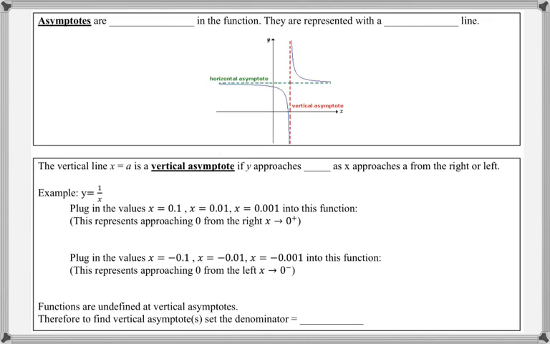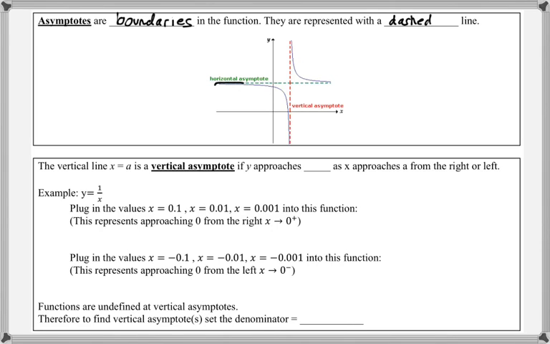Another main topic of this section is asymptotes. So these are boundaries in the function. They are represented with a dashed line. So if you see here, we have a vertical boundary. That's a vertical asymptote. We have a horizontal asymptote. That's a horizontal line. It's a boundary in the function.